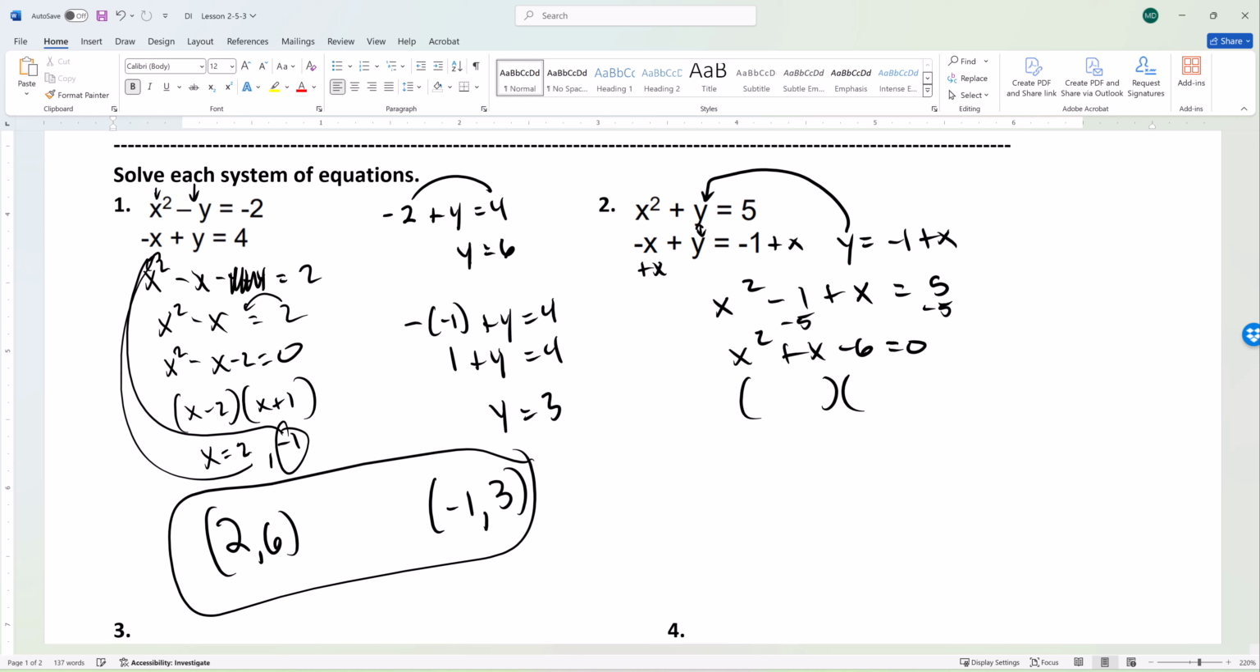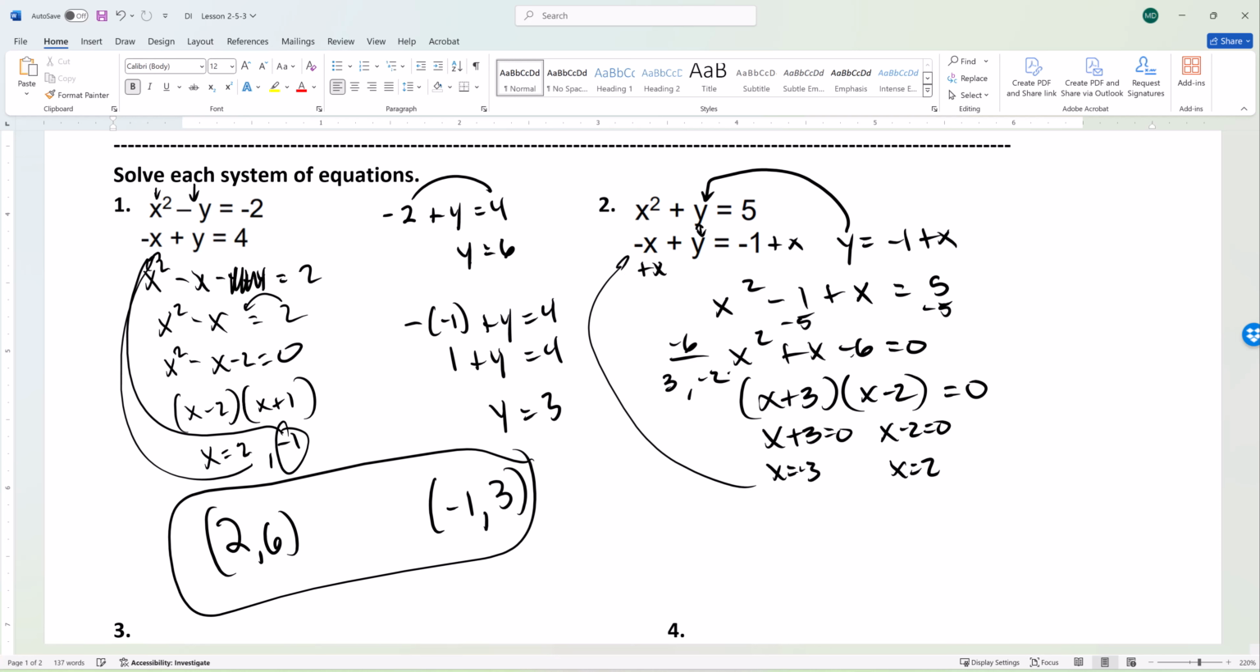This factors. A times c, factors of negative 6 that add to positive 1 would be positive 3 and negative 2. So set each one equal to 0. So now to find my y values, you want to plug them back in. So I can plug it in here. So negative 3 plus y equals negative 1. 3 plus y equals negative 1. So subtract 3. So I get negative 3, negative 4.